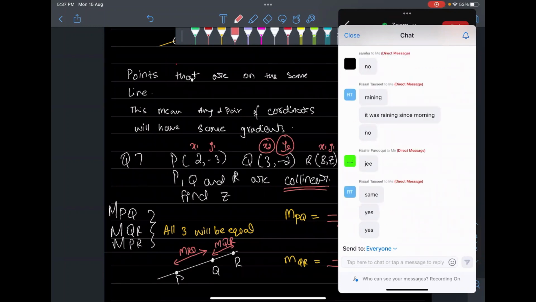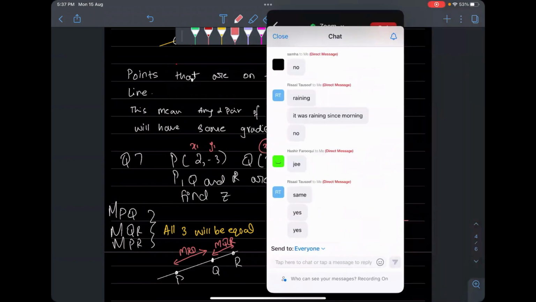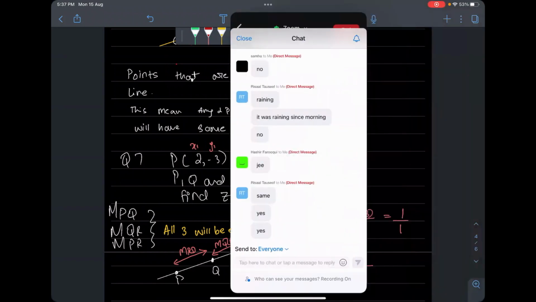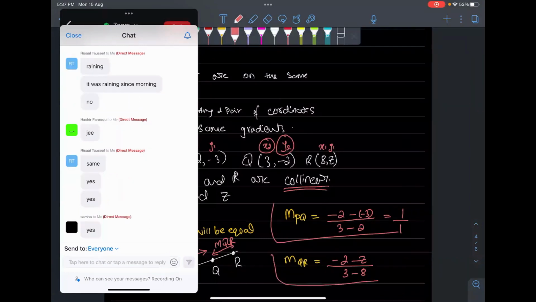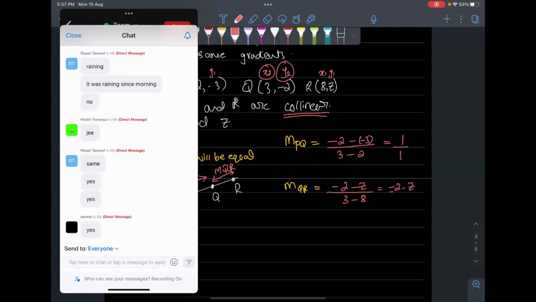If you look at this, I found gradient of PQ, and then I found gradient of QR. Gradient of PQ is 1. Gradient of QR, I'm still simplifying. So negative 2, negative Z upon 3 minus 8, it is negative 5. Now these two are equal. I will equate these two. Gradient of PQ equals gradient of QR. The reason was collinear points. That was the main point about this question. So PQ was 1 equals minus 2 minus Z upon minus 5.